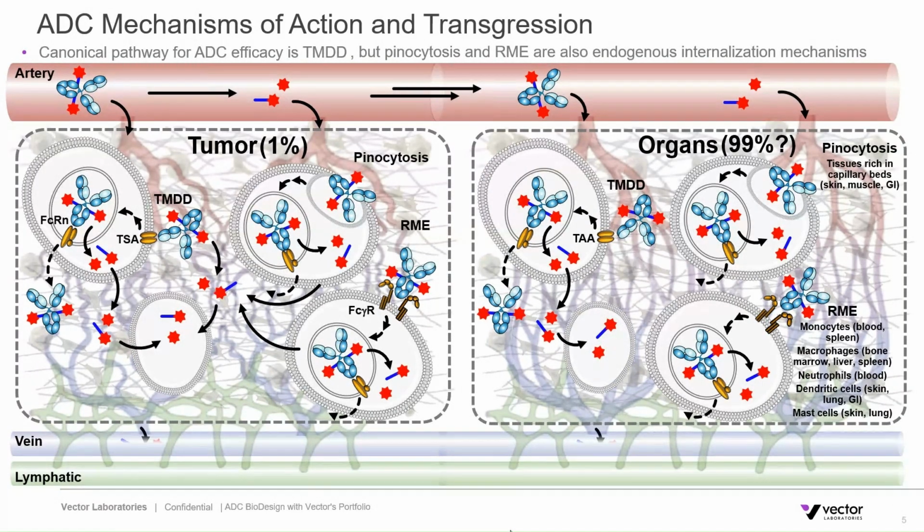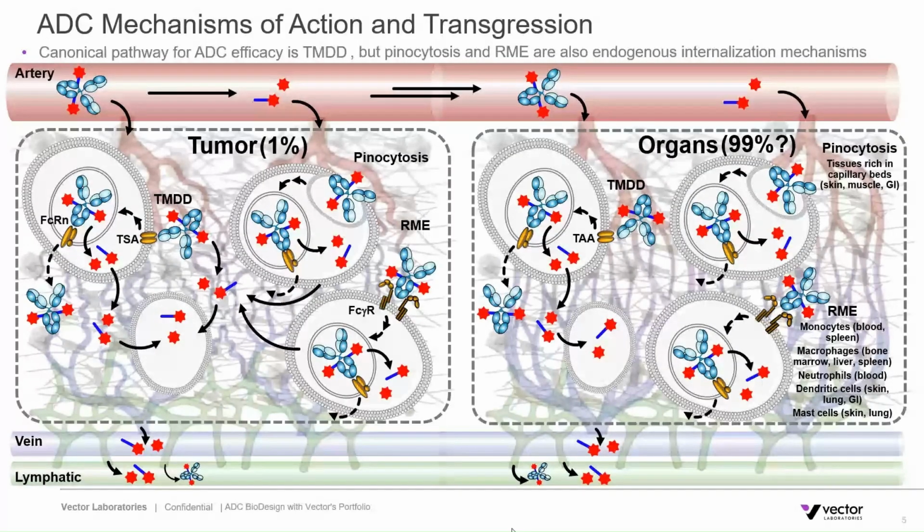And regardless of where the ADC is taken up and processed, the payload has the potential to re-enter circulation and enter other tissues until it is eventually eliminated. So the reason I think it's important to review all this, particularly with respect to the vector linker portfolio, is that these other processes besides TMDD are influenced by the physicochemical properties of the linker payload. And those are influenced by the different properties of how you put it together and how you build your payload.